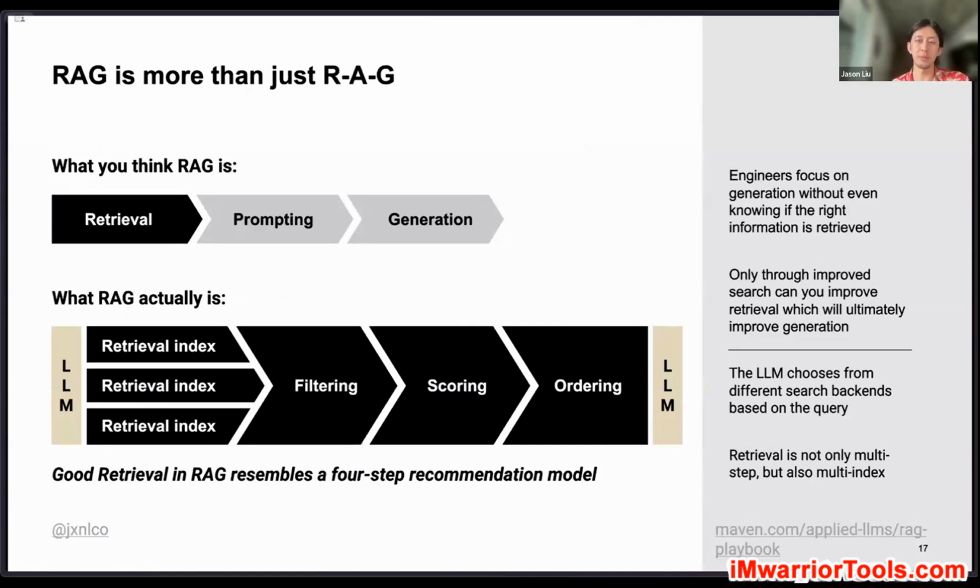Ultimately, I think too many people focus on the generation side of things before realizing that the data is not being retrieved correctly. And so if we can improve search, something that we have control over, generation will automatically get better over time as these models improve.